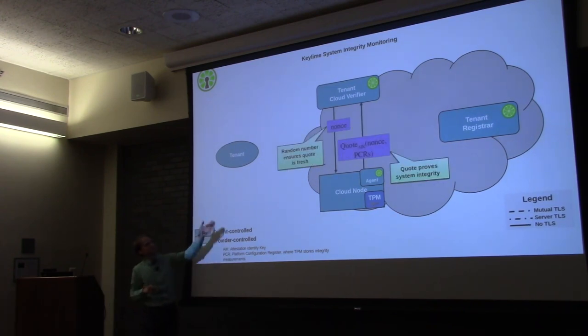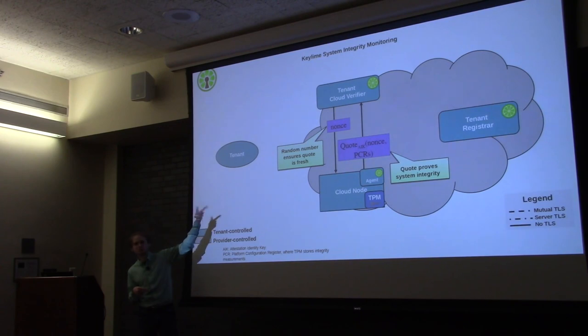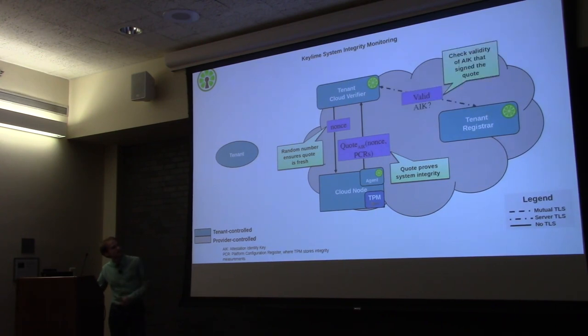So essentially, the way this is going to work is the verifier is going to keep on checking over and over the integrity state of the cloud node as it runs. So it's just going to do quotes over and over, a similar process we had for the bootstrapping process. And as long as everything looks good, it's just going to give a thumbs up, everything's okay, and it's going to continue on as normal.